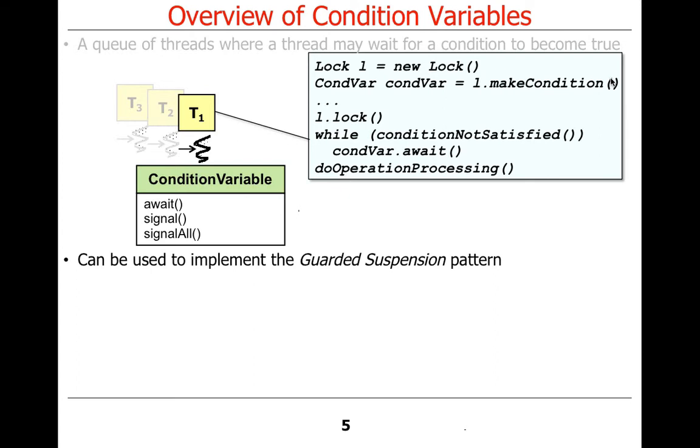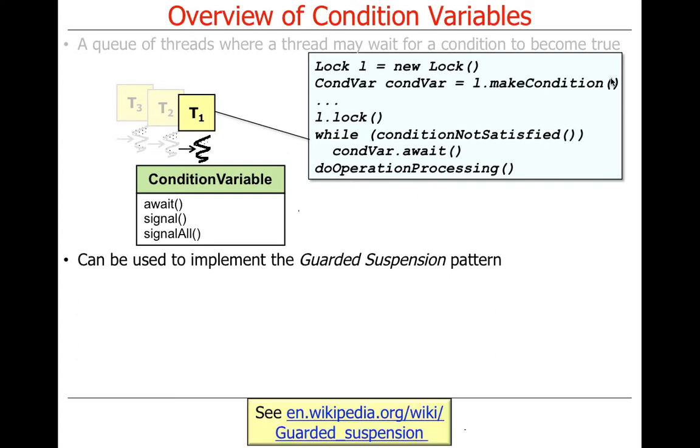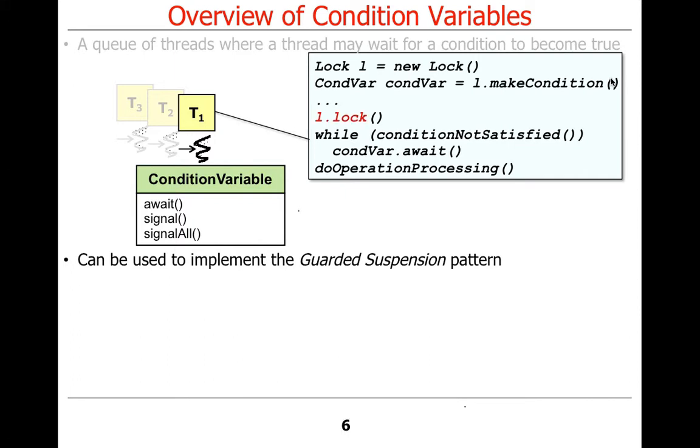So when you need condition variables, what you really are doing is implementing something called the guarded suspension pattern. That's described in this Wikipedia article. It's worth reading, and it also appears in a book I wrote a couple of years ago. Basically, here's how it works. You have some piece of code, and you're trying to get something done. So you acquire a lock, and then you check to see if the condition you're waiting for is satisfied.